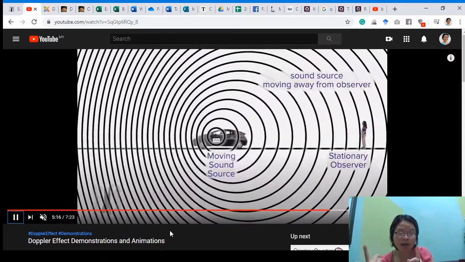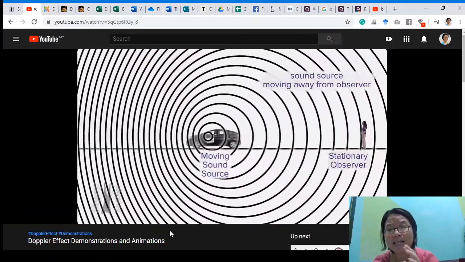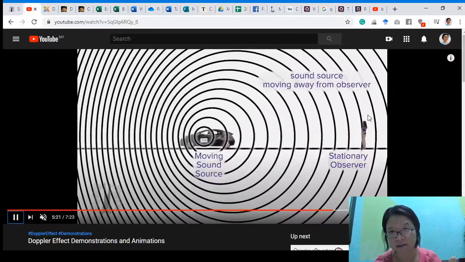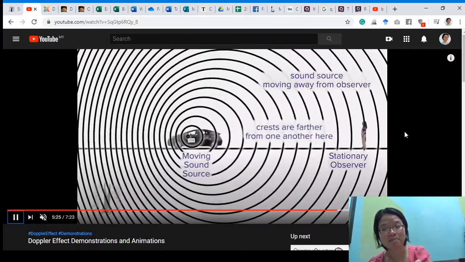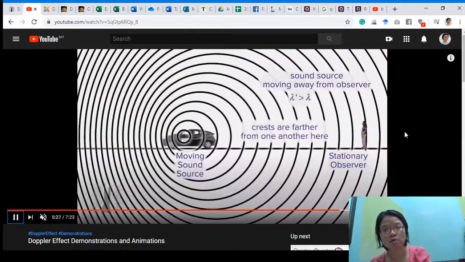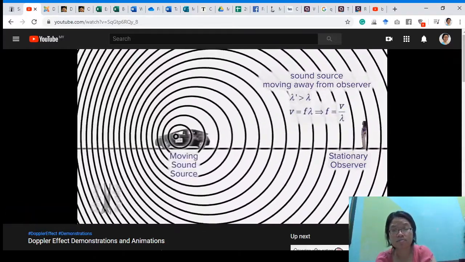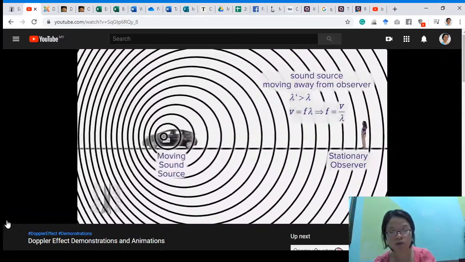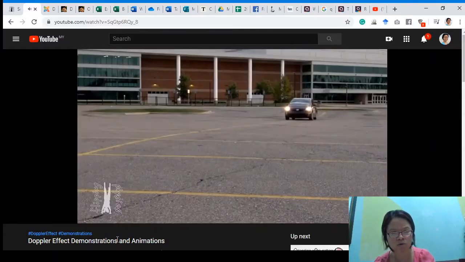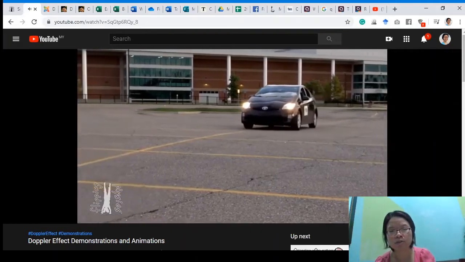If he stands at the back of the car, he gets less sound wave per second. The crests are further apart. Frequency will drop. Less sound wave reaches him per second. Okay? So don't worry about it too much. Right now, if you turn on your mic, you can hear frequency increase.